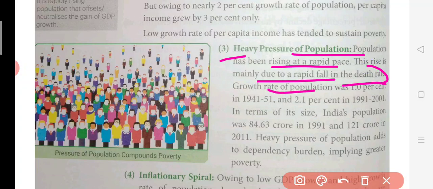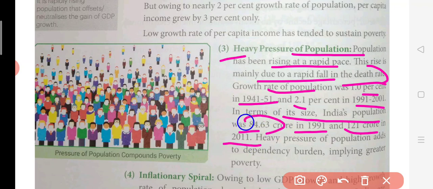Now, the growth rate of population was 1.0% in 41-51, and 2.1% growth rate was there in 91-2001. So in terms of size, India's population was 84.60 crore in 91 and 121 crore in 2011, so you can say that it has increased tremendously. So there is a huge population, and definitely a huge population is a kind of burden upon the country, because we cannot feed each and everyone, so the population is a big problem.